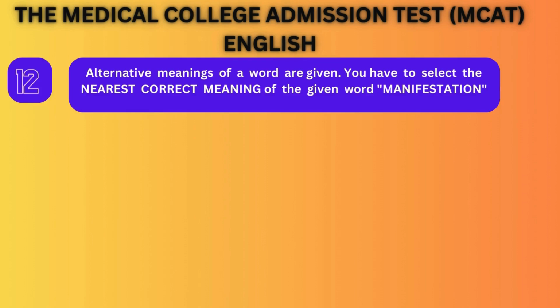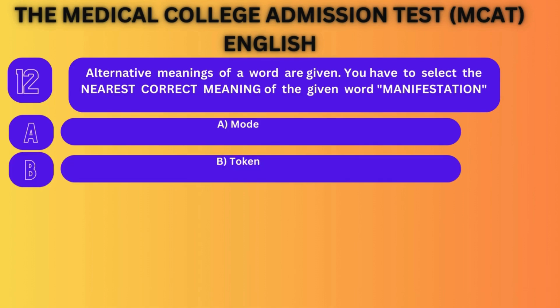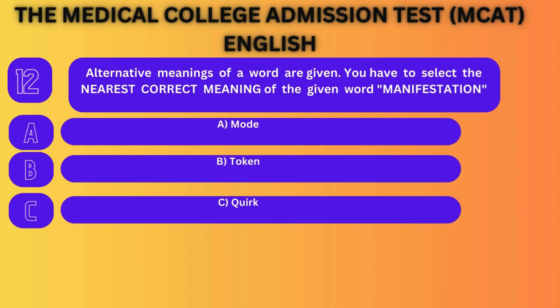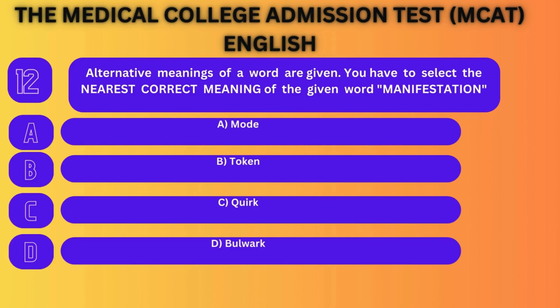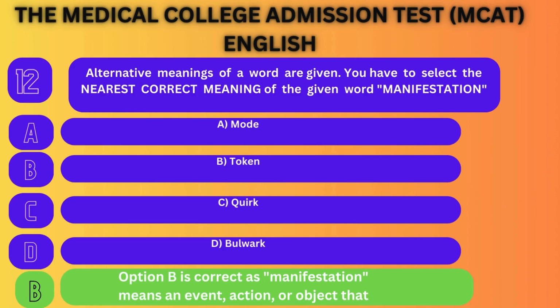Question number 12. Alternative meanings of a word are given. You have to select the nearest correct meaning of the given word, manifestation. Option A, mode. Option B, token. Option C, quirk. Option D, bulwark. Correct answer is B.